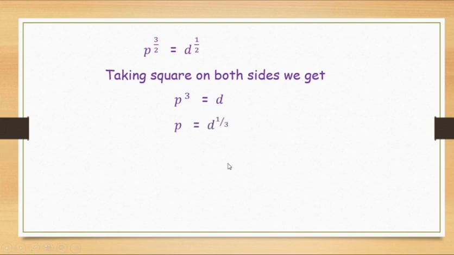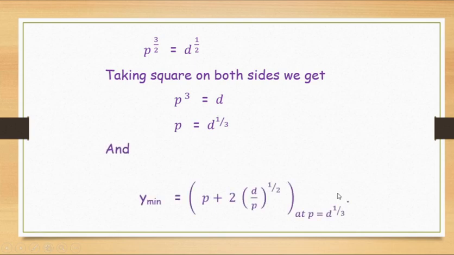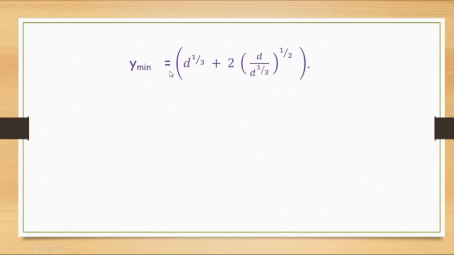That means p is equal to d raised to 1/3, and y minimum is equal to p plus 2 into d by p raised to half at p is equal to d raised to 1 by 3. That means we have to put in this expression p is equal to d raised to 1/3. We get y minimum is equal to d raised to 1/3 plus 2 times d divided by d raised to 1/3, whole bracket raised to 1 by 2. That means we just replace p by d raised to 1/3, and now we have to simplify this.